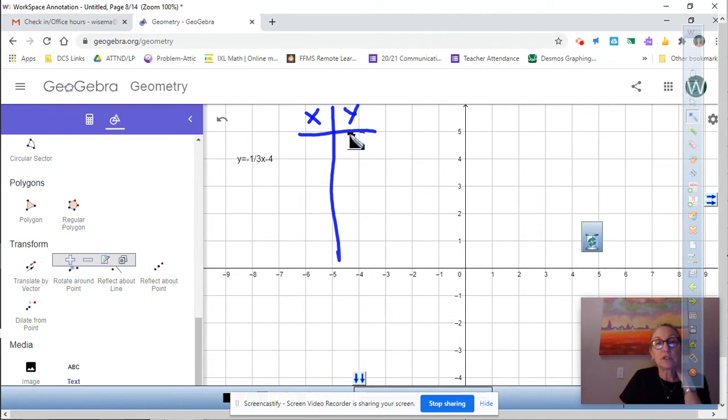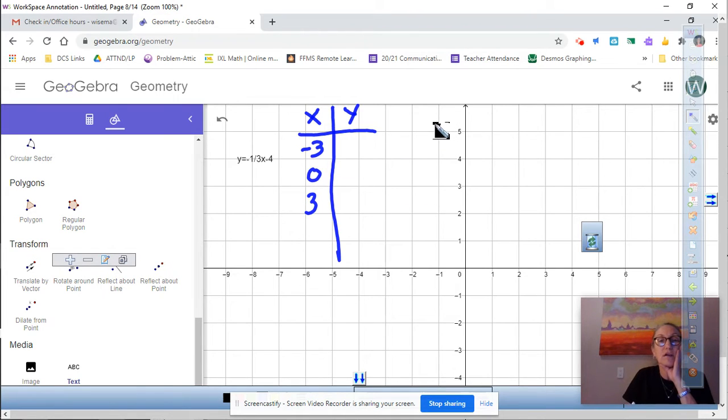Now, I'm going to choose numbers that make it really super easy for me to get nice integer values for my table. So I'm going to be plugging a number in for x. So I'm going to choose numbers that are multiples of 3. So I'm going to choose -3 and 0 and 3. 3 points are plenty enough for us to do this.